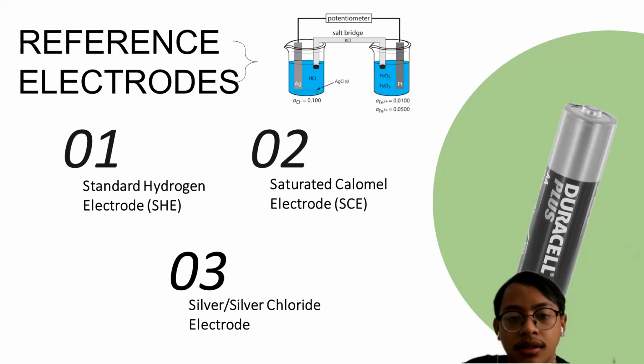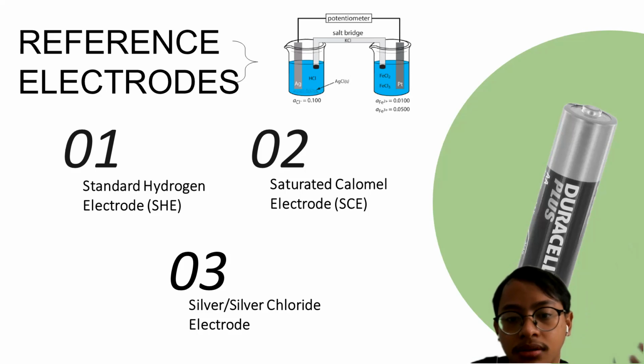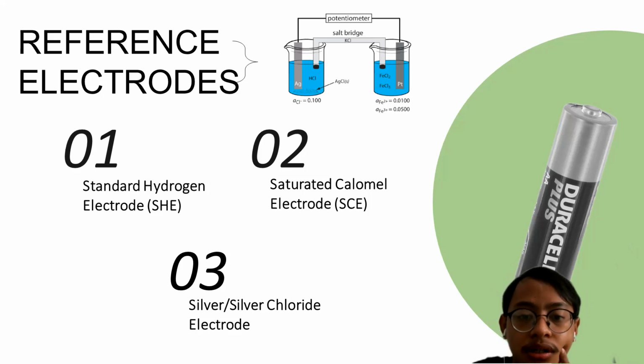Mostly, there are three kinds of reference electrode that we all know. First is SHE, the standard hydrogen electrode. The second is the saturated calomel electrode, and the third is the silver chloride electrode. Now, we will discuss the SCE and the silver chloride electrode especially. We're not going to talk much about the standard hydrogen electrode.